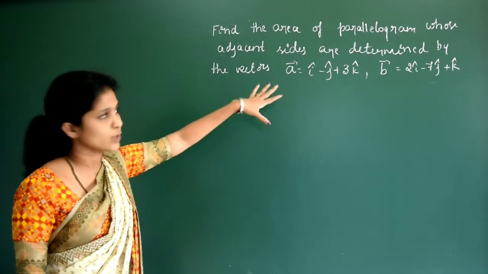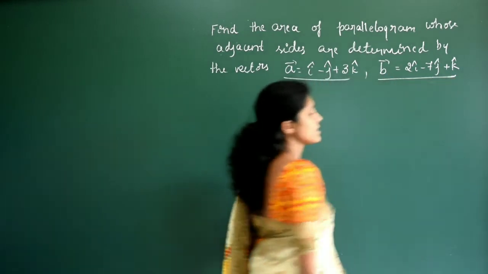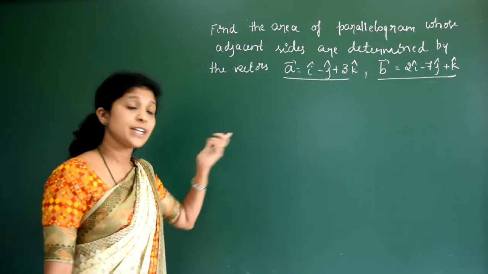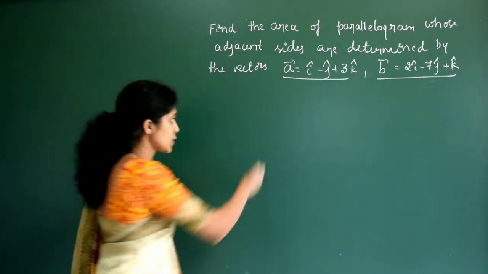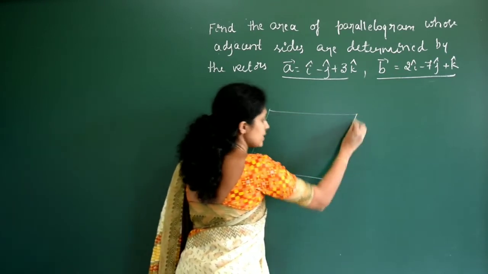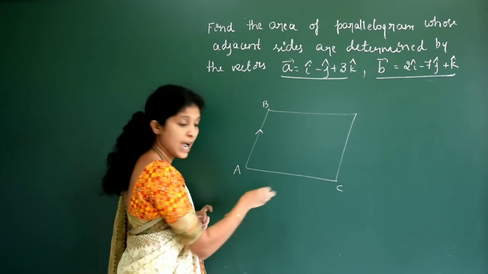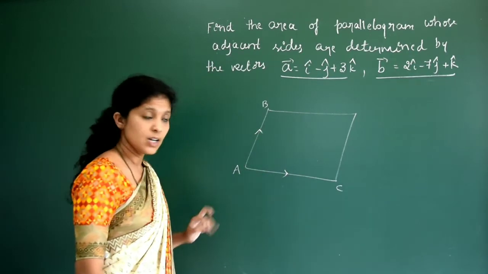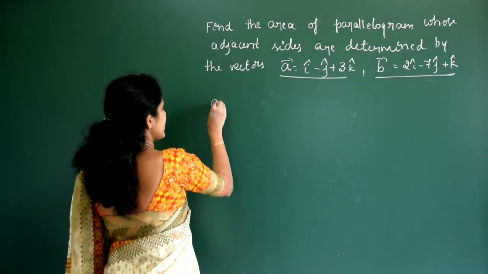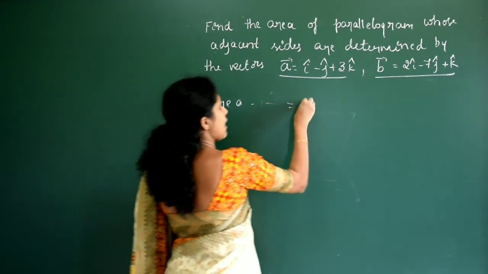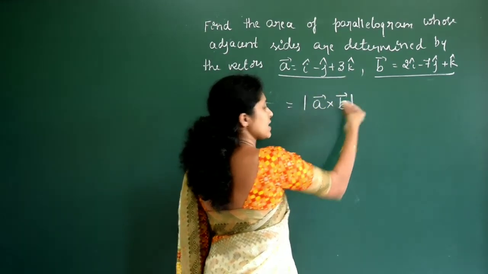And the area of a parallelogram whose adjacent sides are determined by, here directly A vector and B vector is given. So our work is easy, right? If A vector and B vector are not given, if it is given in the points, then there also it should be adjacent sides. Is it clear? If I consider A, B, C, then AB vector and AC vector. So like this you have to find. So here directly it is given. So directly we will write area of a parallelogram is given by magnitude of A vector cross B vector. So this is the area of a parallelogram.